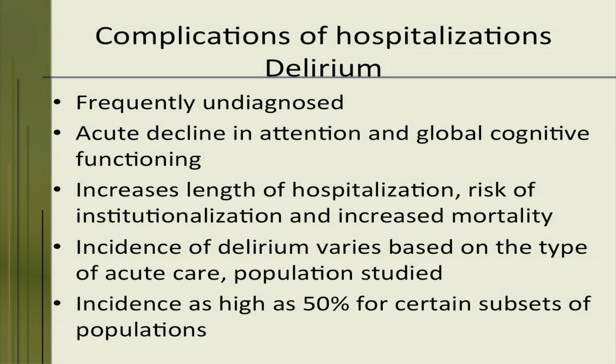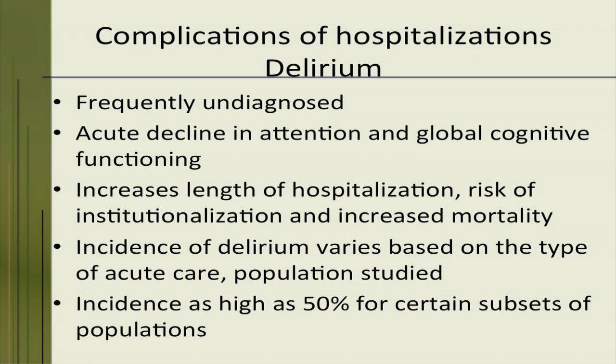Delirium is frequently underdiagnosed. We know that 8 to 30% of hospitalized older adults have delirium when they're admitted into the hospital on an acute basis. Delirium is a direct predictor of increased length of hospital stay, increased rates of in-hospital death, and also an increase in nursing home placement. There are some clinical features that are important to recognize. It's an acute decline in attention and global cognitive functioning.